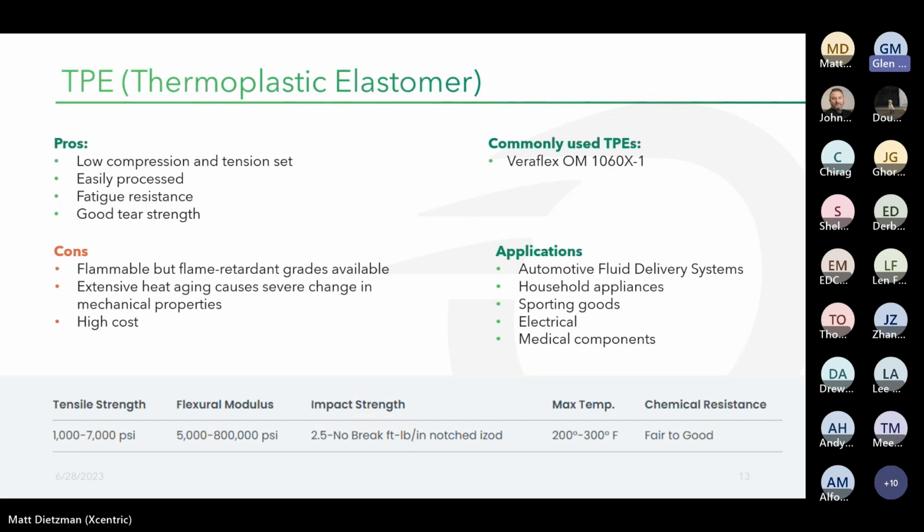A lot of the applications we have down here, medical components, electrical, a lot of these items have delivery systems for fluids. This would be the kind of application that you would use a TPE for, a lot of household goods, sporting goods, and so forth.